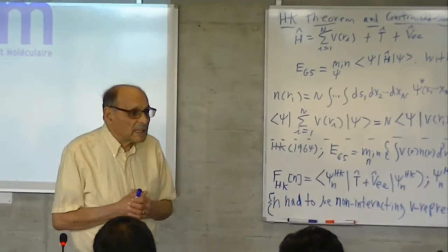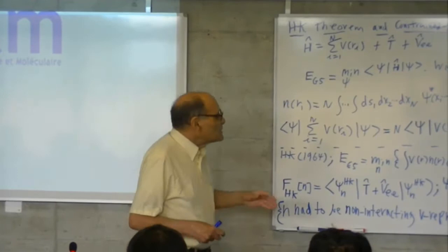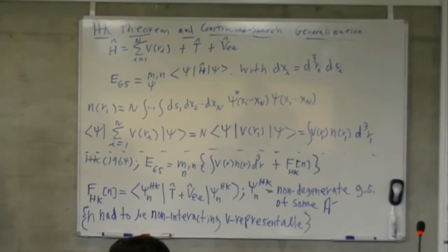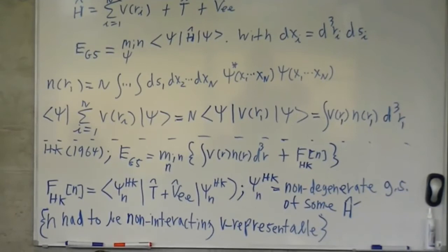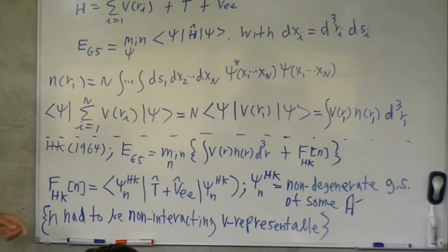And as a result, it was recognized by Thomas and Fermi in the 1920s that it would be worthwhile to work directly with the density instead of the many-body wave function.